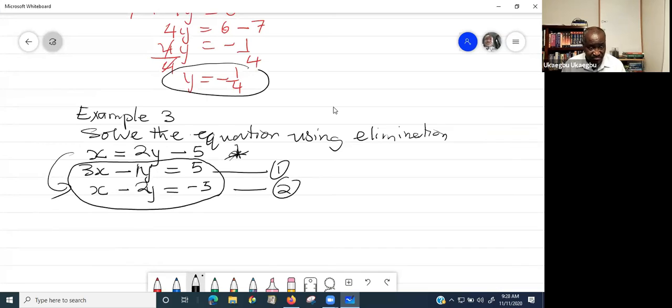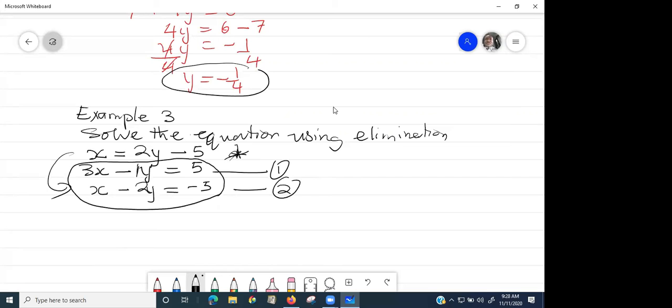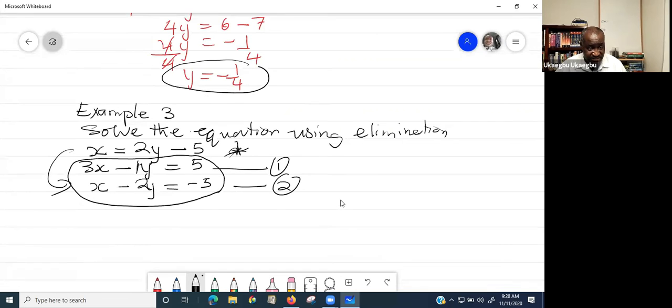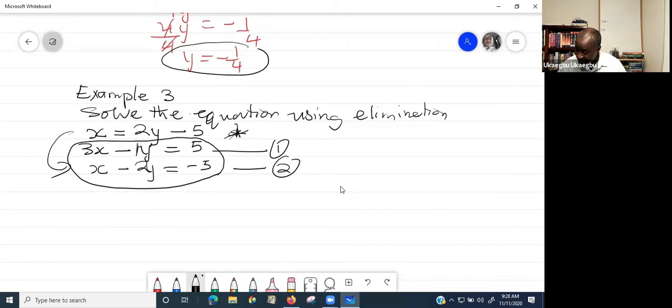So they are not the same. So that brings us to a situation whereby we must force it to be the same. So how do we do that? The choice will be yours. You can decide to choose either the first equation or the second equation.